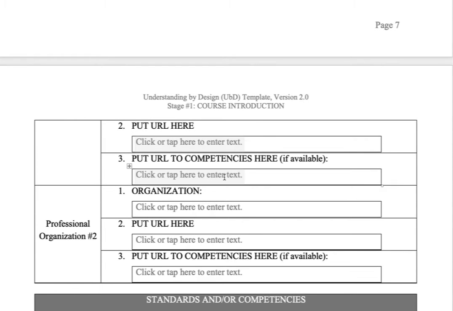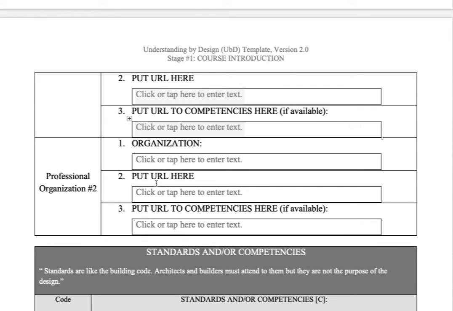Now, if there's a separate link to competencies, I can copy and paste that below there in number 3. And then if you happen to have a second professional organization, well, you can go ahead and put that information below there.